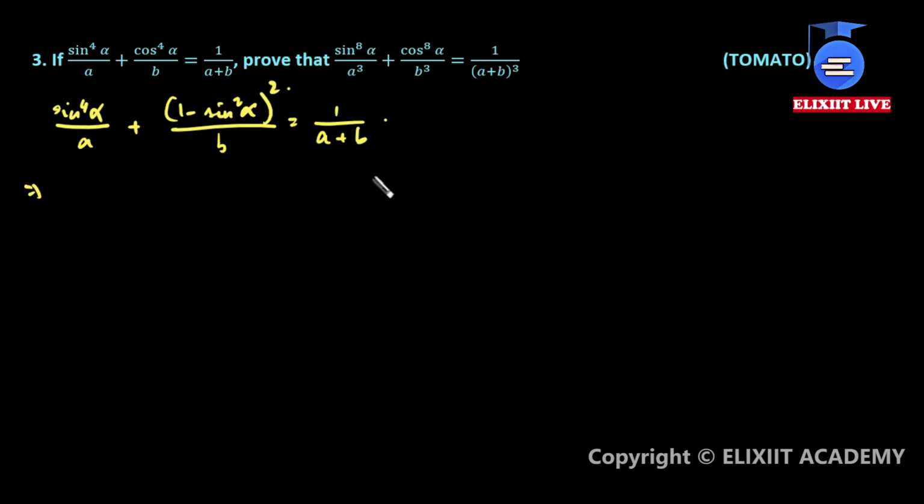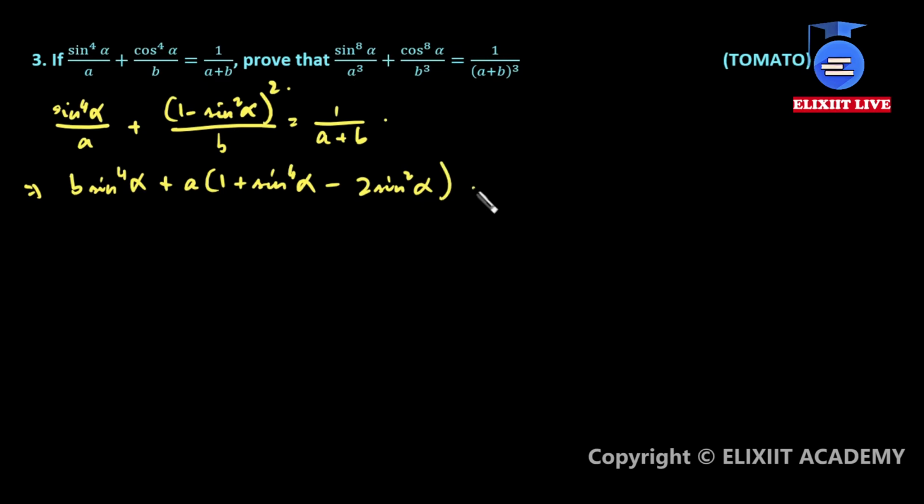Best is, let us take the LCM itself. Take this AB on the right hand side. Take the LCM, make this as b sine to the power 4 alpha plus a times 1 minus sine square alpha, the whole square. Let's break this. Let's not continue writing this thing. 1 minus sine square alpha is there. So this is actually 1 plus sine to the power 4 alpha. Break this, a minus b whole square formula. So 1 plus sine to the power 4 alpha minus 2 sine square alpha.